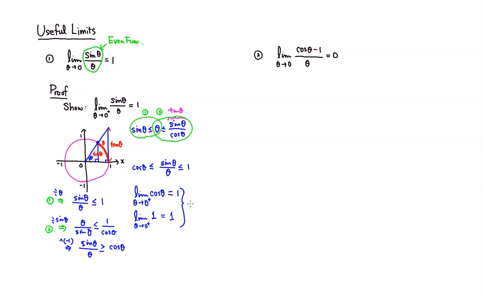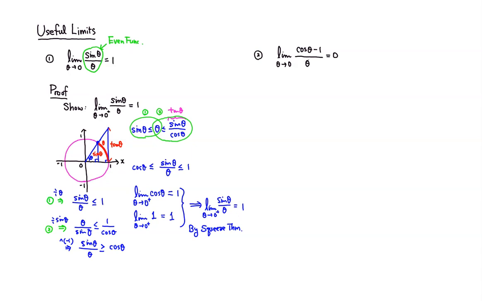From here, we can use the squeeze theorem. The larger guy and the smaller guy both go to 1, so the middle guy has to go to the same place. So you have the limit of sine of theta over theta, as theta approaches 0 from the positive side, is going to be equal to 1. It's got to be the same. So this is by the squeeze theorem from Calculus 1.